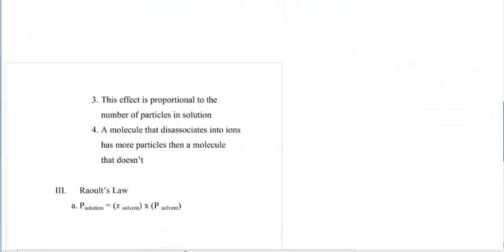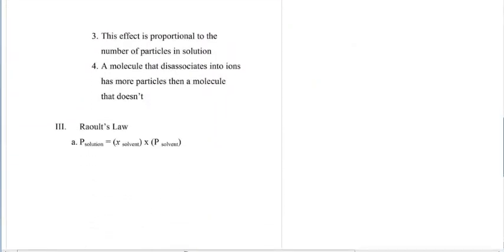So in summary, this effect is proportional to the number of particles in a solution. So the more ions you have, that means the more solvent is going to be trapped, and so you're going to lower your vapor pressure even more. A molecule that dissociates into ions has more particles than a molecule that doesn't.